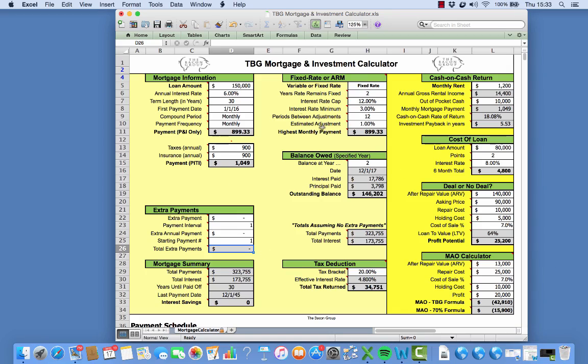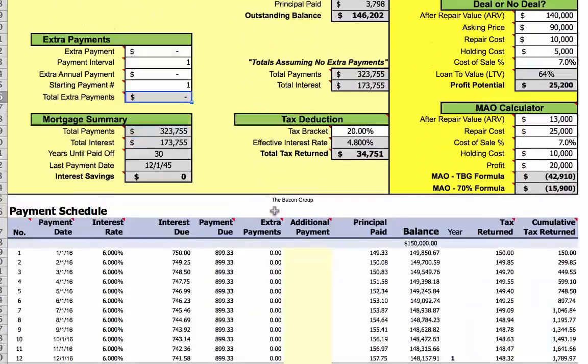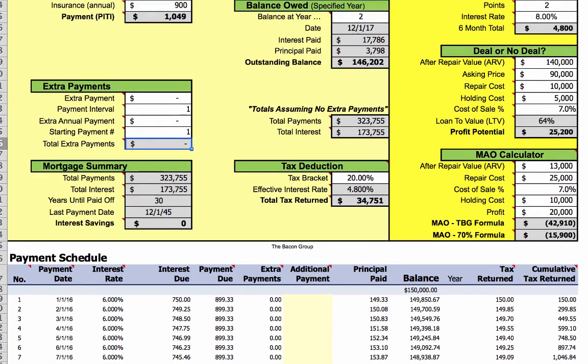The left side, in light yellow, is where you'll find the mortgage tools. The right side, in bright yellow, is where you will find the investment tools. And at the bottom, in white, is where you will find the payment schedule or amortization schedule.